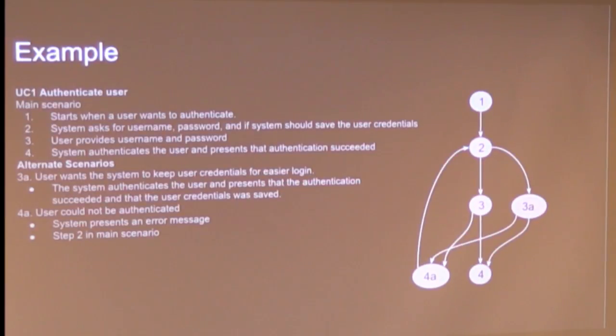And the main success scenario goes from 1 to 3 and 4. And 4 was system authenticates the user and presents that authentication succeeded. And then we have these alternate scenarios where we go 1, 2, and then to 3A. And 3A is that the user wants the system to keep user credentials for easier login. So the system authenticates the user, as before, and presents that the authentication succeeded and that the user credentials were saved. But there's actually one alternative scenario from that also, where we go to 4A, which is when a user could not be authenticated because there's some trouble. And then we show the error message and we go back to step 2 in the main scenario.